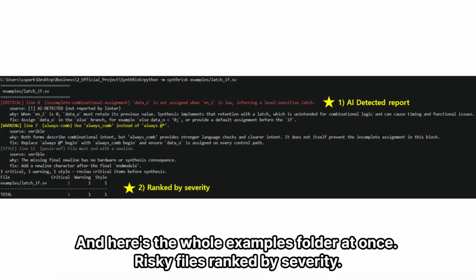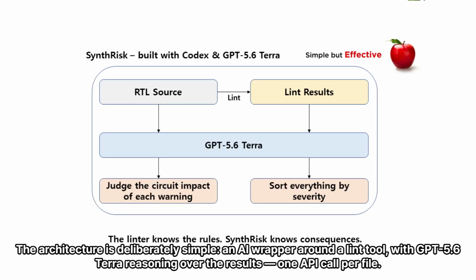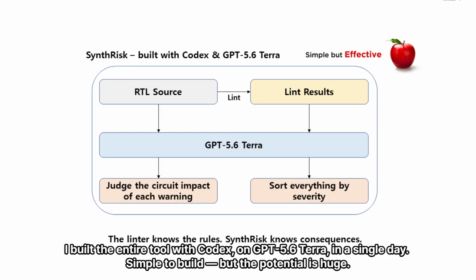And here's the whole examples folder at once. Risky files, ranked by severity. The architecture is deliberately simple. An AI wrapper around a lint tool, with GPT-5.6 Terra reasoning over the results, one API call per file. I built the entire tool with Codex on GPT-5.6 Terra in a single day. Simple to build, but the potential is huge.